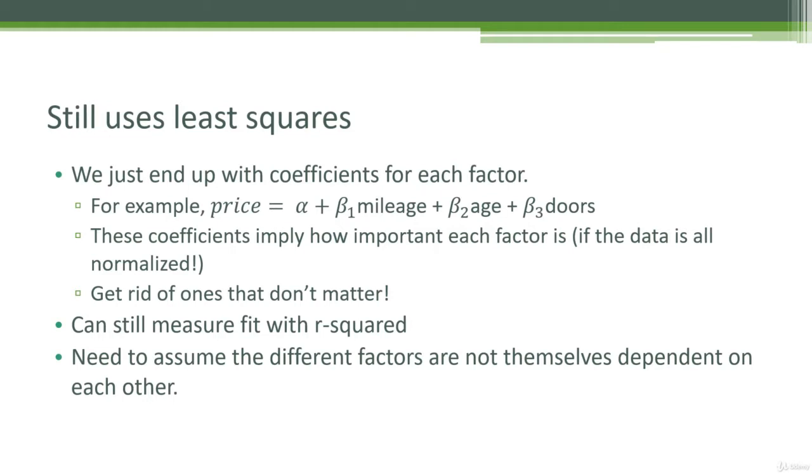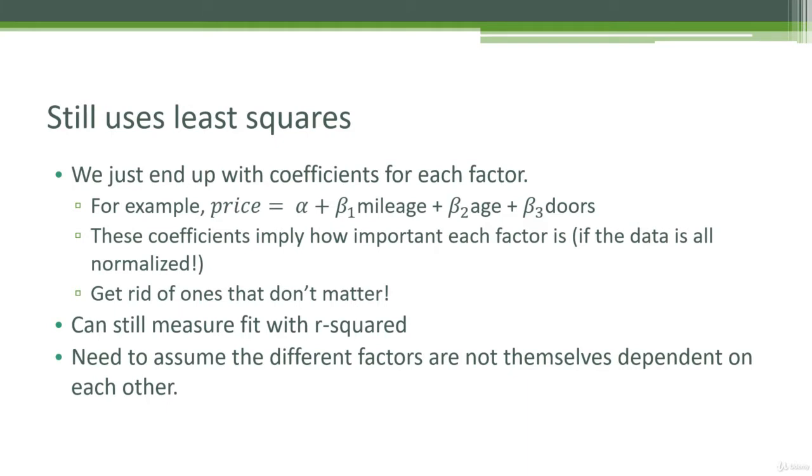Now, this all still uses least squares. So in our notebook, we're going to use something called OLS. That stands for ordinary least squares, and it can handle multiple features like this. So we can still measure the fit of this thing overall using r squared. Nothing's different there.